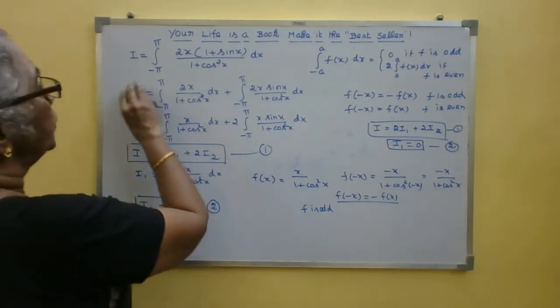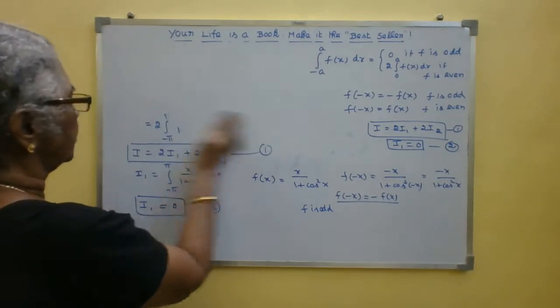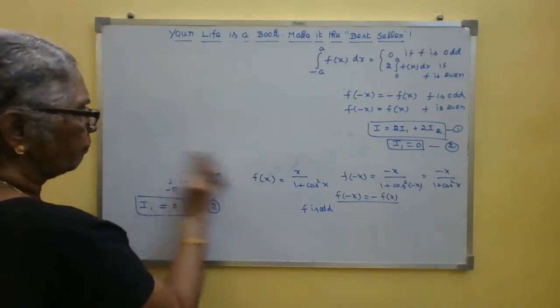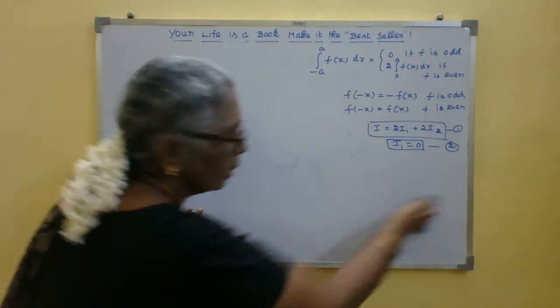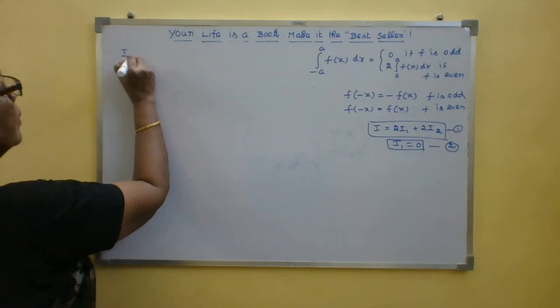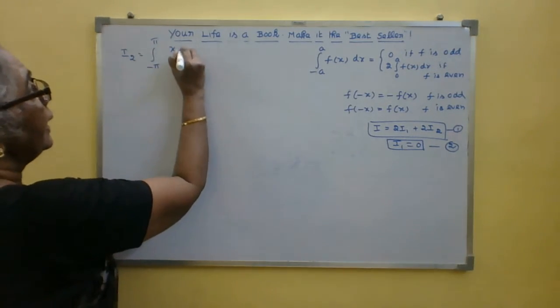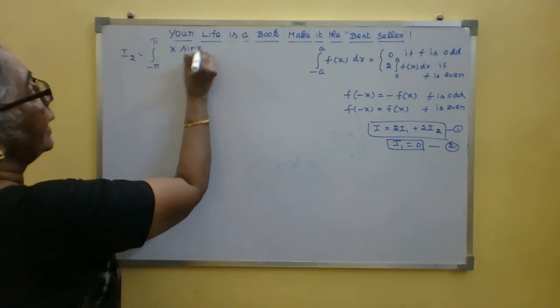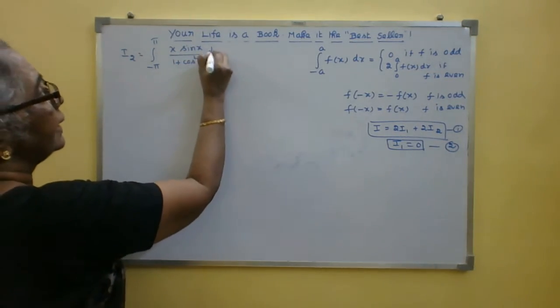So let me go to I2 now. Okay, so I2 will be equal to, let me write that, I2 is equal to integral minus pi to pi x sin x by 1 plus cos squared x dx.